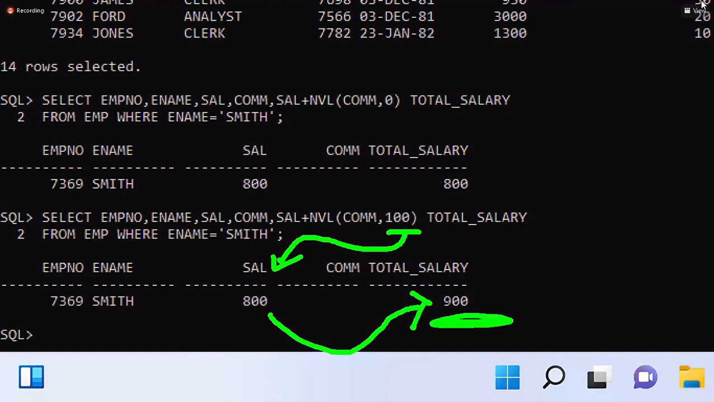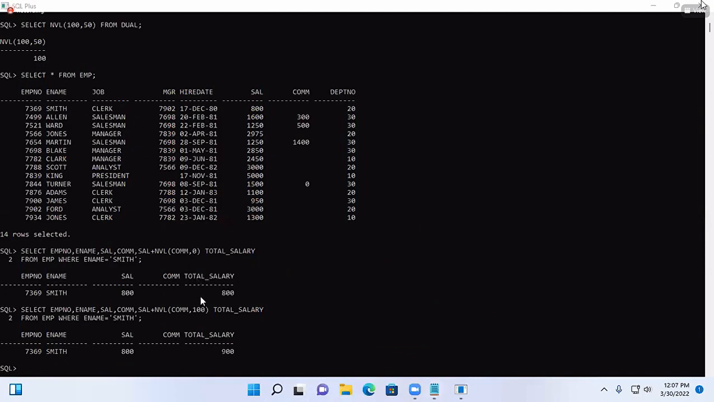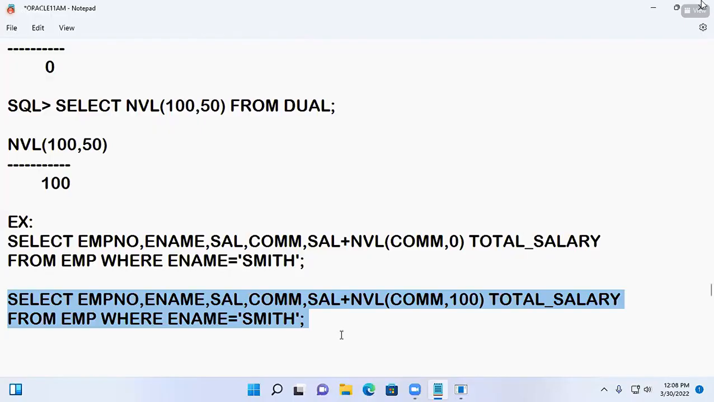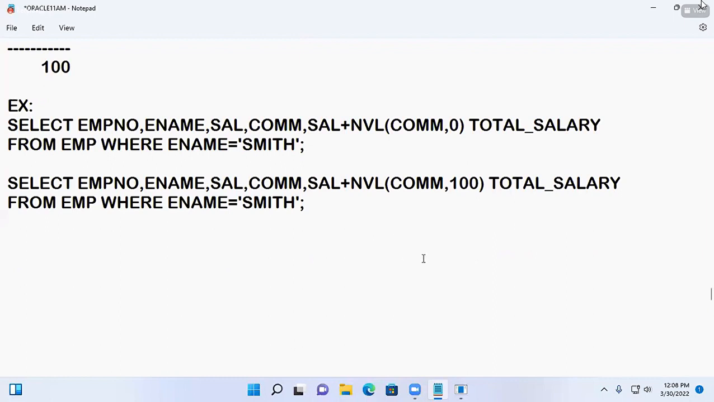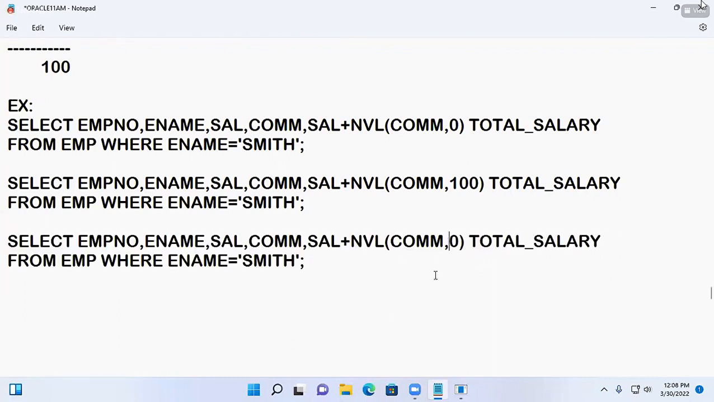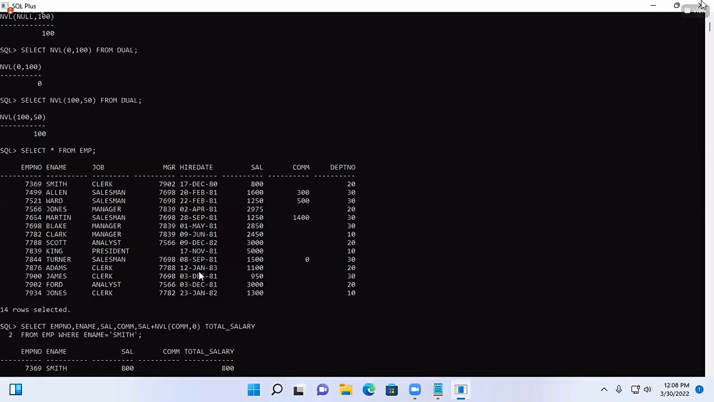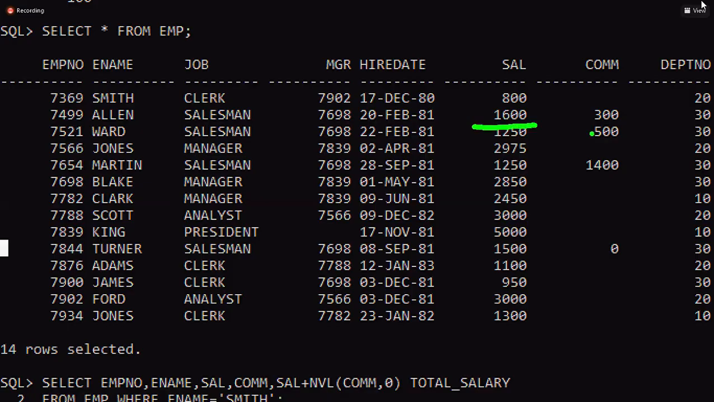Okay. For example, suppose, sir, in place of this Smith, I am giving Alan. So here I will pass 0 only, but in place of this, I'm passing Alan. But Alan's details we already know. What is Alan here? Alan already has some salary, 1600, and already has commission. Yes or no? Commission is not null. Commission is how much? 300.